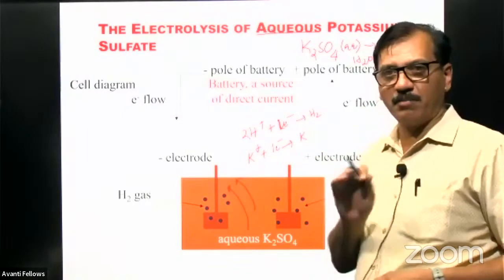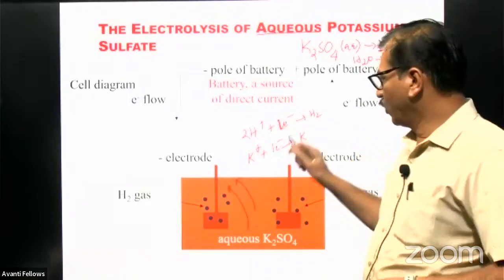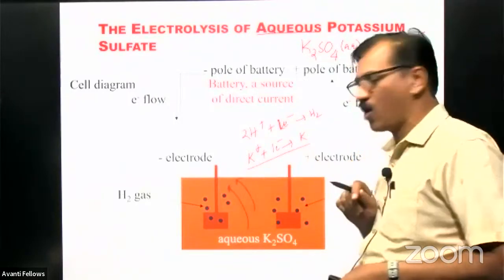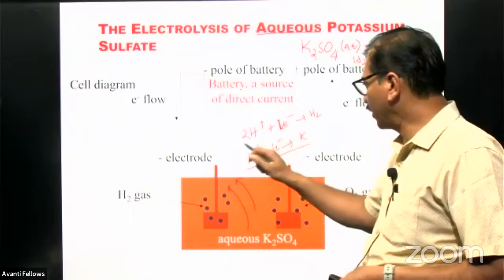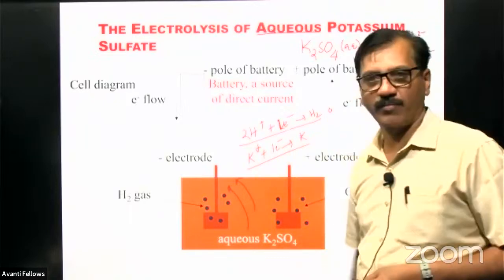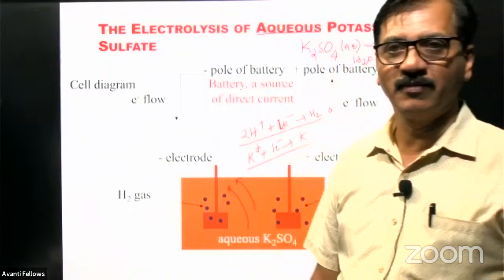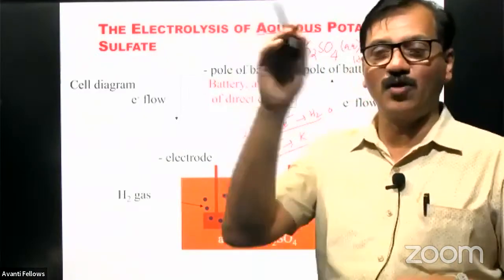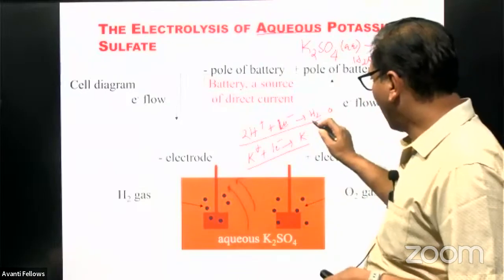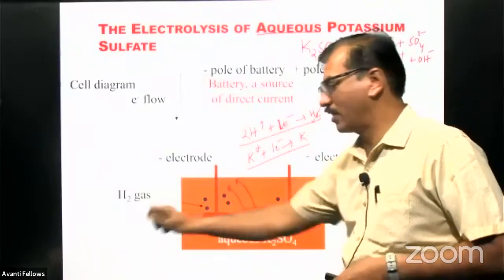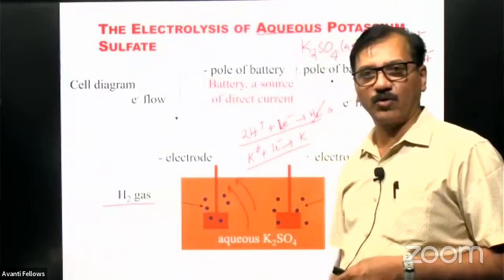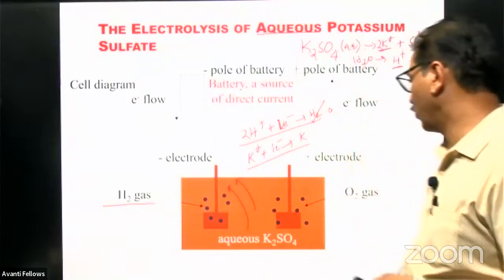This can be known by electrode potential values. You know that the reduction potential of a strong metal is a negative value, but the electrode potential of hydrogen is 0. One is negative, another is 0. 0 is higher. Therefore, hydrogen gets evolved here. Hydrogen gas is evolved at the cathode.